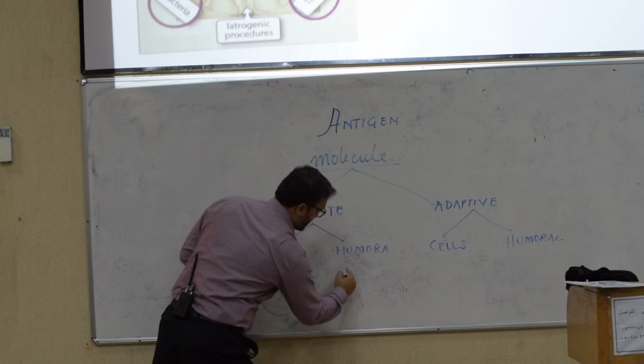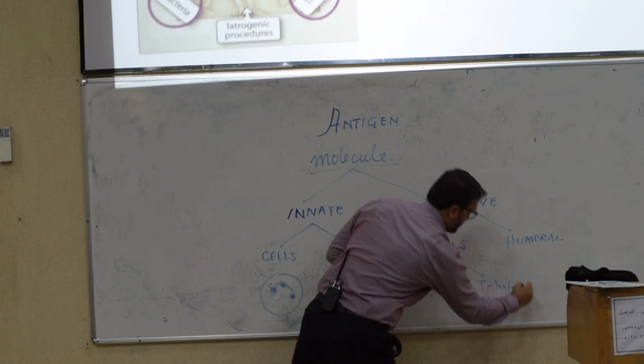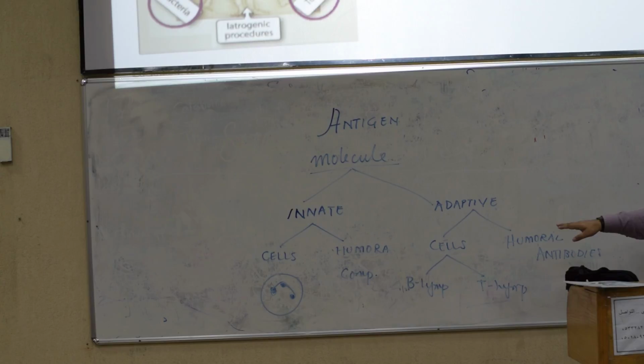In these cells, B lymphocytes, and T lymphocytes, and here antibodies. So if you see, the innate immune system has got cells and a humoral component, the adaptive immune system has cells and a humoral component. The cells of the innate immune system, I've just drawn a neutrophil here at the moment, then the humoral has complement proteins. The adaptive immune system has got B lymphocytes and T lymphocytes, and the humoral component is antibodies. Antibodies are Y-shaped structures, soluble in blood, and they have got a lot of functions and a lot of types. We'll go into that as well in detail.